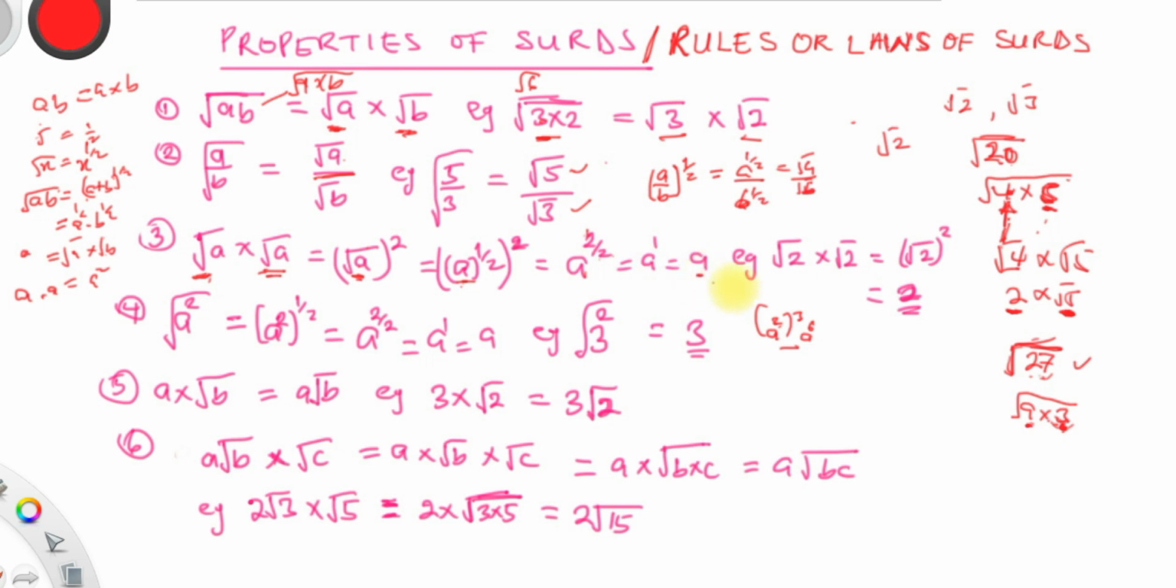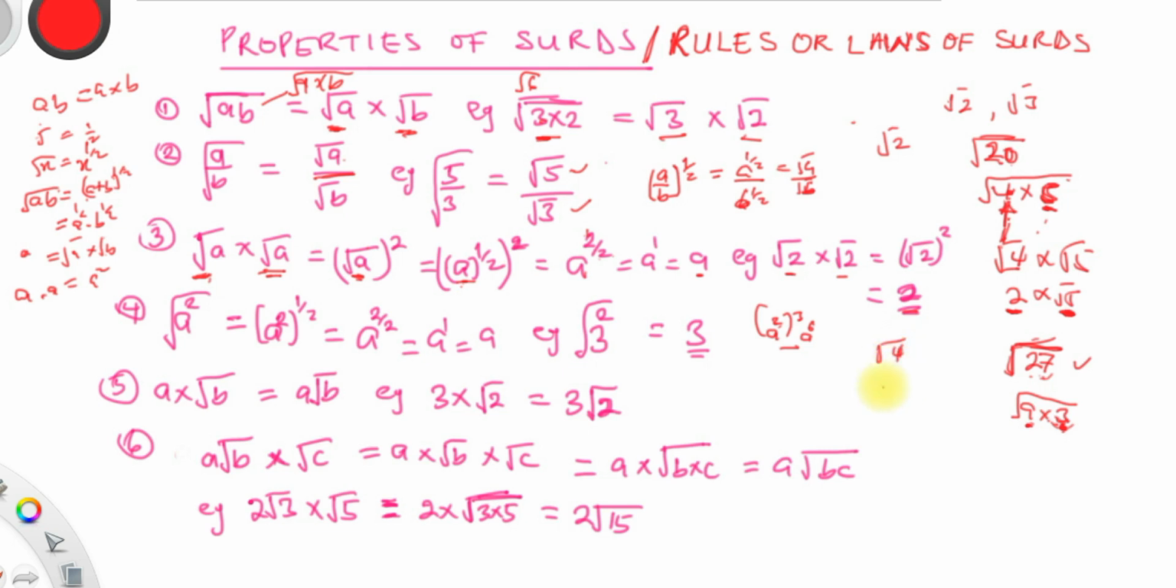So we are saying that if you have square root of 2 times square root of 2, then you will get square root of 2 all squared, which is equal to 2.